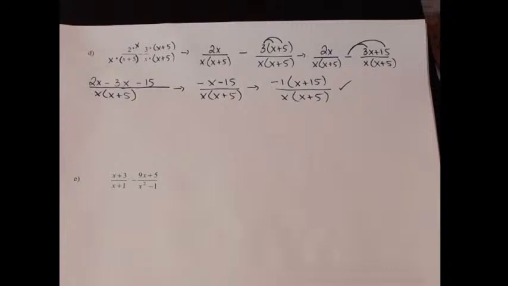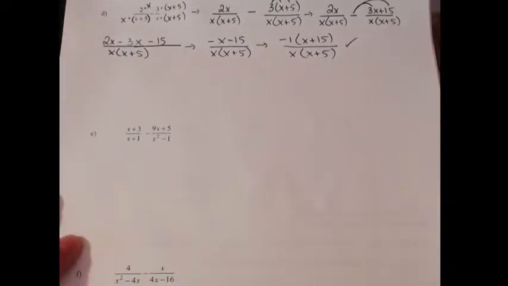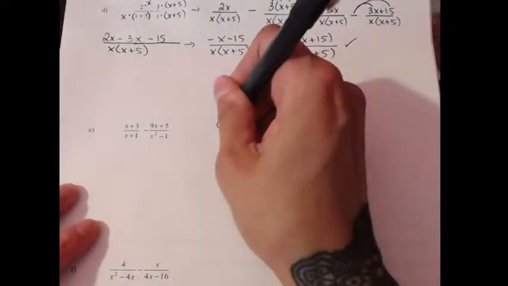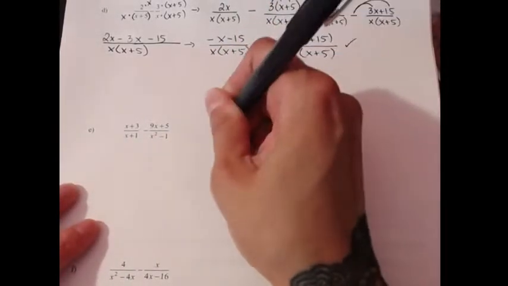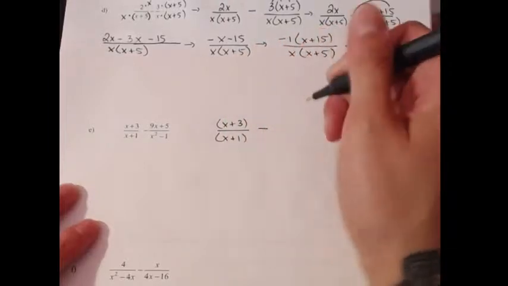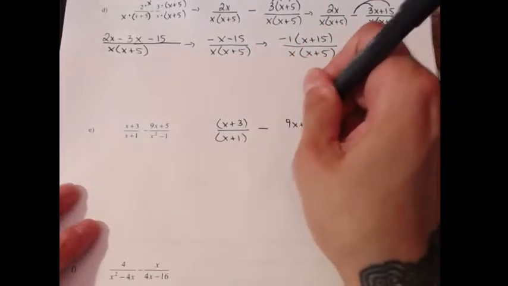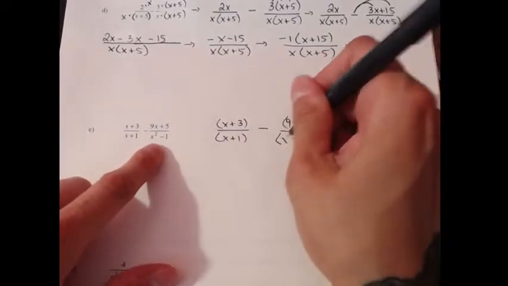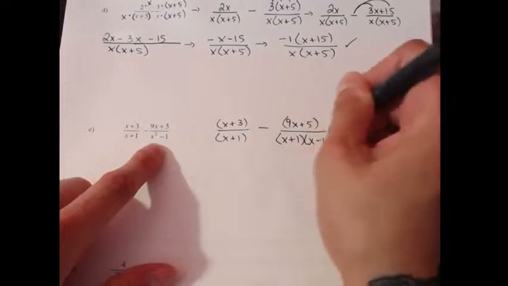Notice for part E, we have our denominators x plus 1 and then x squared minus 1. Our first step is always to factor the denominators if possible. Our denominator here is x squared minus 1, which represents the difference of two perfect squares. When I go ahead and rewrite this, I have x plus 3 over x plus 1 minus 9x plus 5 over, and then x squared minus 1 factors into x plus 1 times x minus 1.